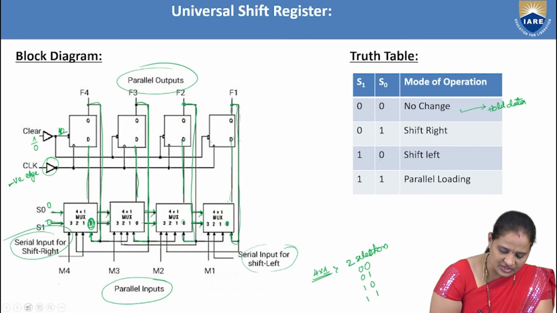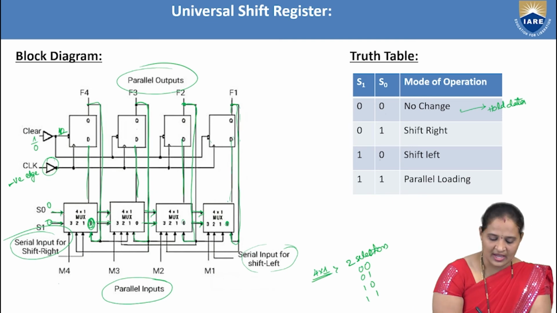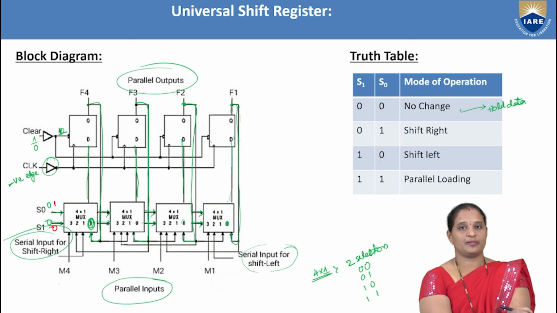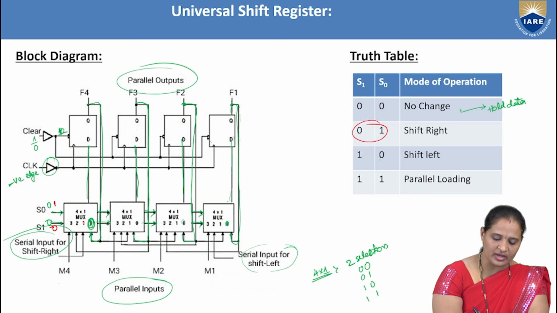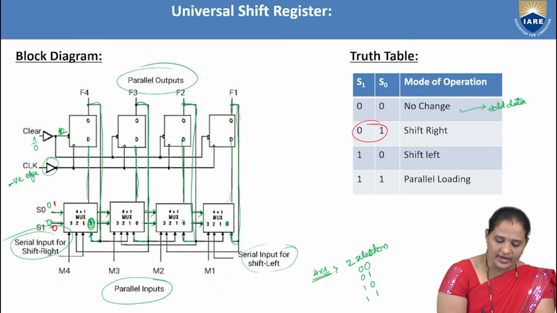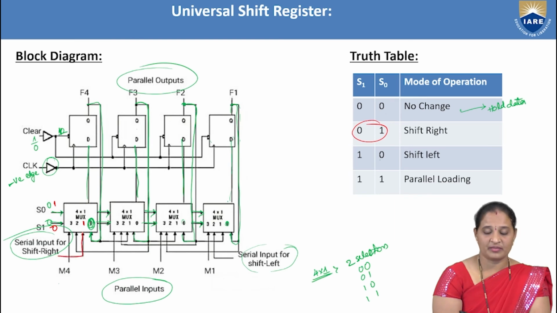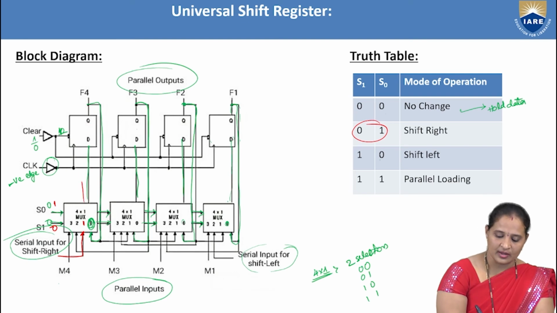Now let us change the color to red. Let us consider S0 is 1 and S1 is 0. That means when the selection inputs are 0, 1, one input will be selected and connected to the output. One input of this first flip-flop is connected to the serial input for right shift. So this is connected here. Whatever data was previously stored, let us consider this as 1 here. Now it is loaded with 1.